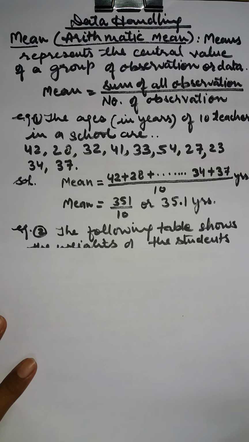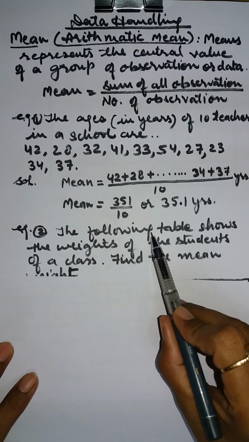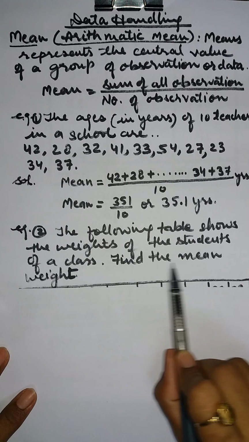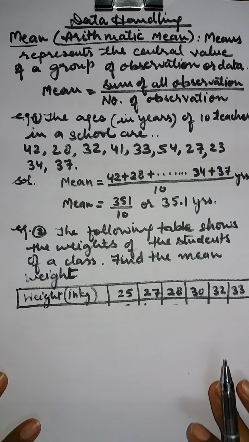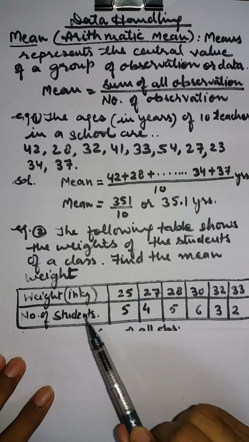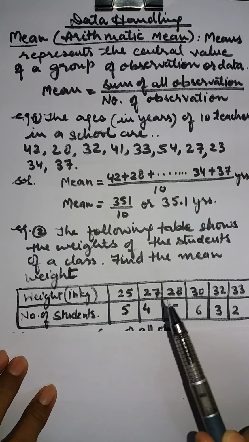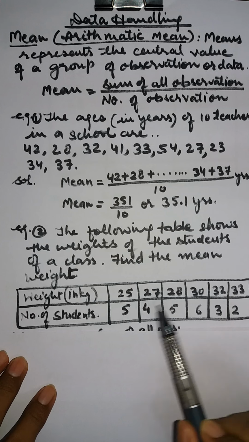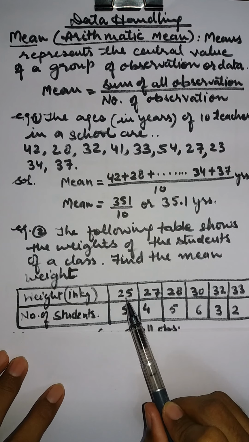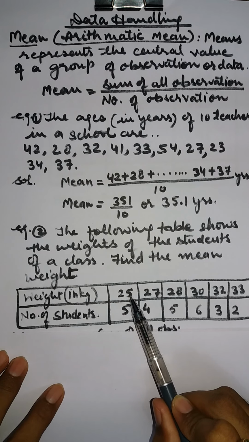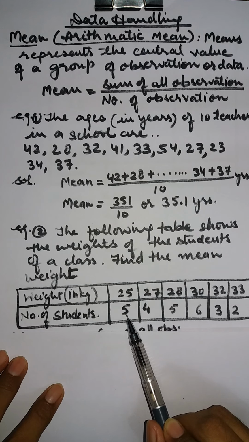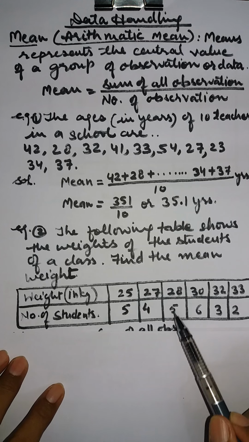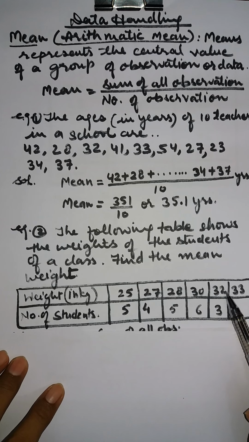Taking another example, the following table shows the weights of the students of a class. Find the mean weight. Here this table shows that weight is given in kilogram, which is 25, 27, 28, 30, 32, 33. And the number of students. How many students have 25 kg weight? They are 5 in number. 27 kg weight, they are 4 in number. 28, they are also 5 in number, and so on.